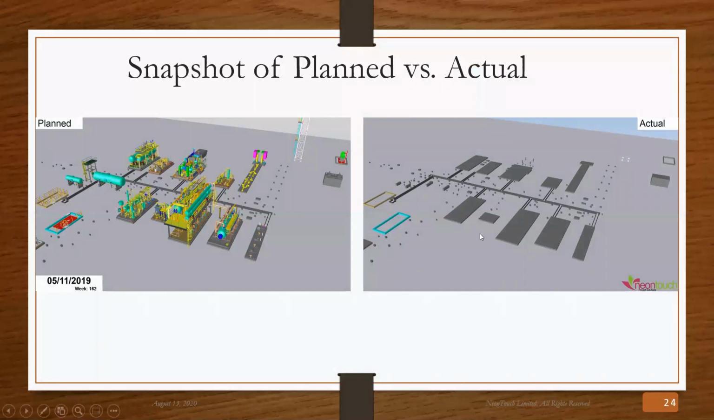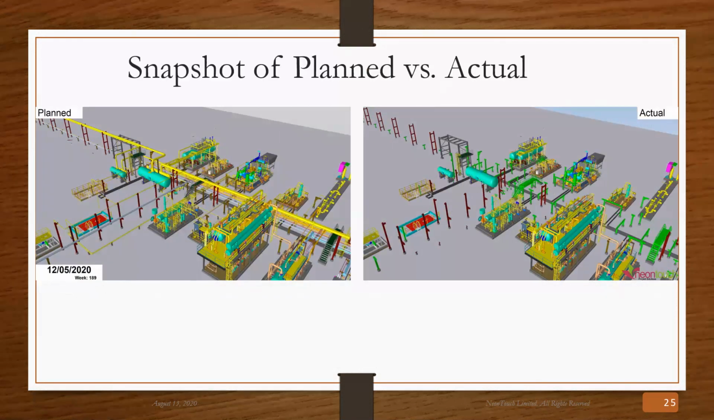You can do a snapshot of your actual versus your plan. Again, the planned chart is based on your baseline, which, like for typical project controls purposes, you freeze at a particular point and you monitor again. So this slide shows week 162 on this project. Again, you'll see that the actual is lagging way behind the plan.